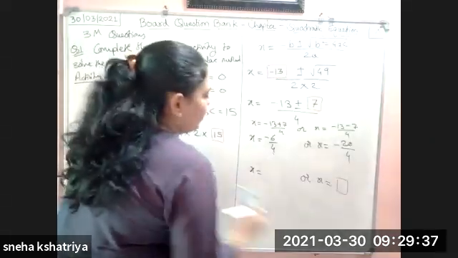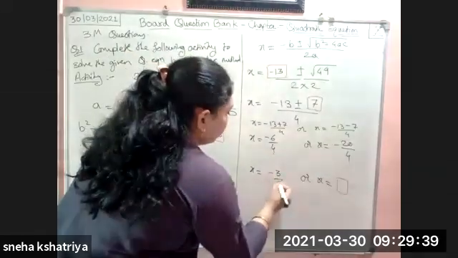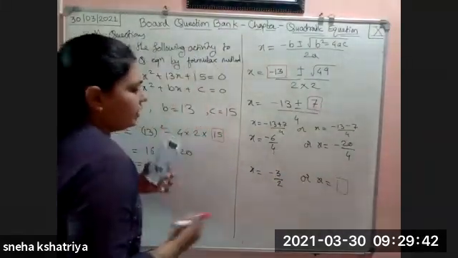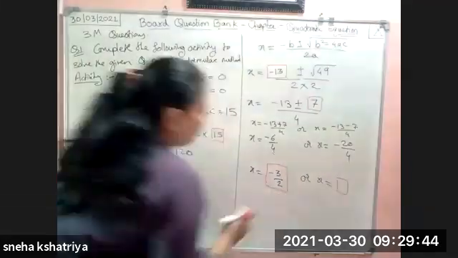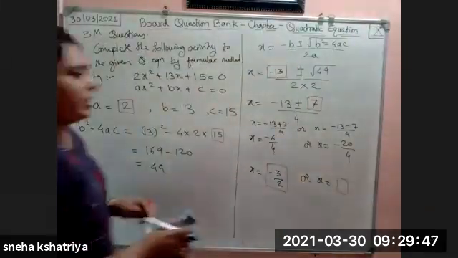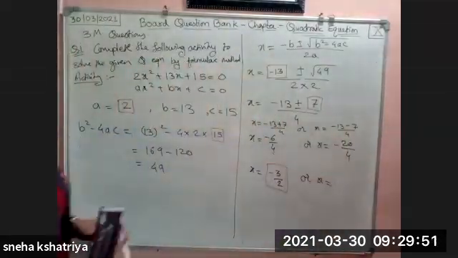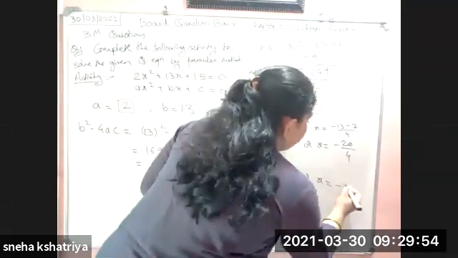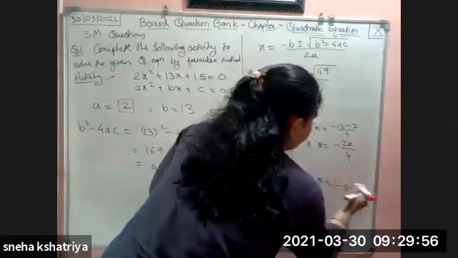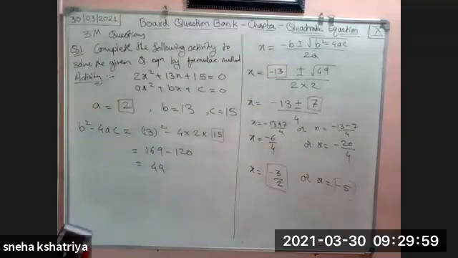Write down the complete value in the box: minus 3 divided by 2. This is the final answer. You don't have to find it in decimals. Keep it in the fraction itself only. And this is 4 fives are 20. So here directly the value will come minus 5. The value of x is equal to minus 5.